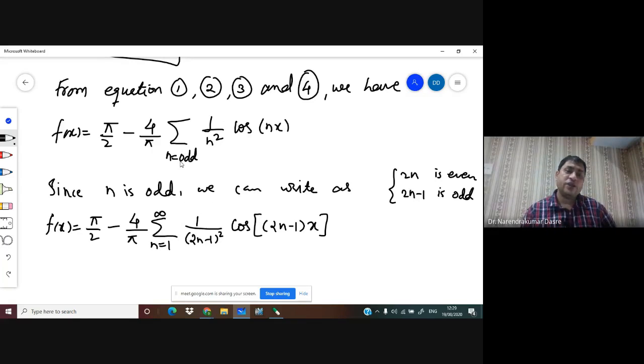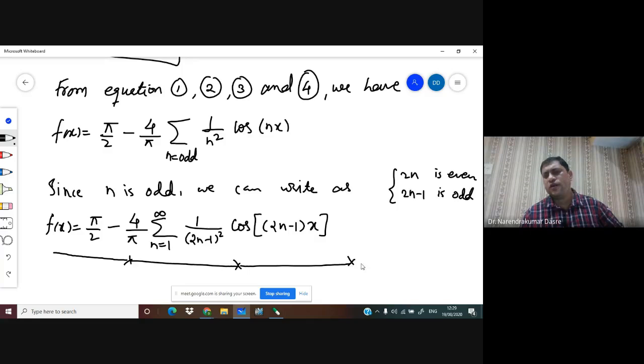So that's why we have to be careful. Here I am writing n is odd, and here I am writing n is running from 1 to infinity. But when I am writing n running from 1 to infinity, inside the summation I am replacing n by 2n minus 1, which is always an odd term. And when I am writing n is odd, then I am not replacing anything. So both these expressions are correct. That's why we have to be careful. When we write n is odd, this is the expression. When you write n running from 1 to infinity, this should be the expression. So that's how you have to be careful while writing the Fourier series.